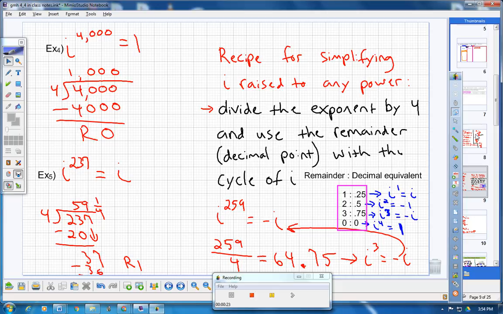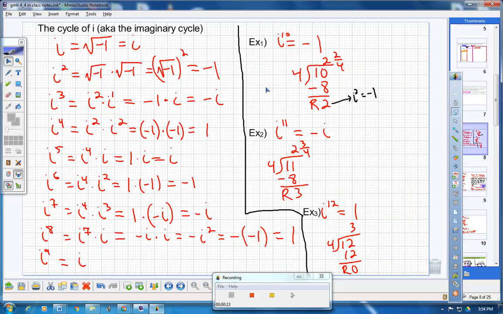So with that recipe, there are some examples here that we did run through in class: example 1, example 2, and example 3. Notice the remainder there in example 3. The remainder is 0, not 4. So there are 3 groups of 4 in 12. 3.0, so this is equivalent to i to the fourth power, which is 1. So my answer then is 1. i to the 12th is equal to 1.